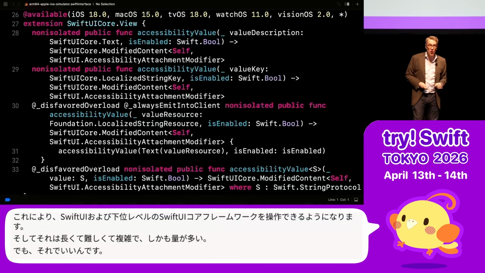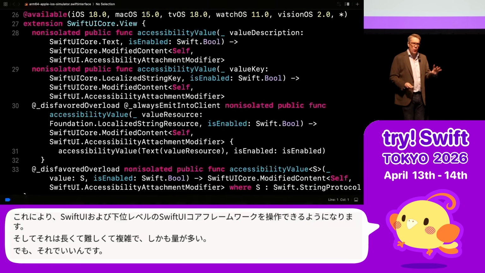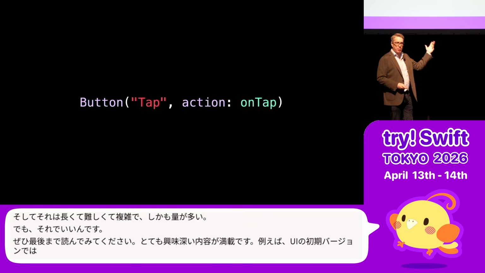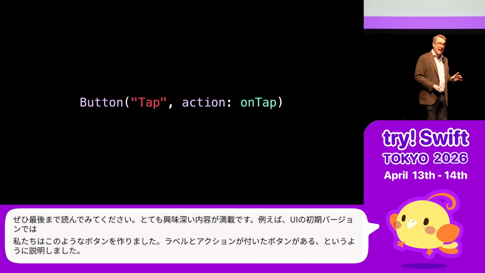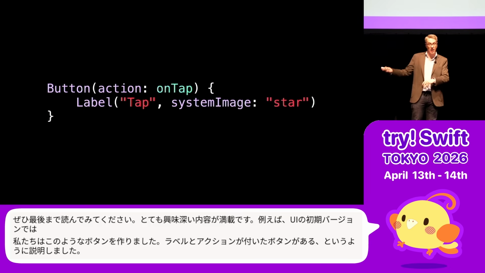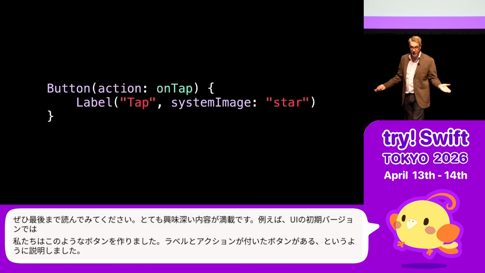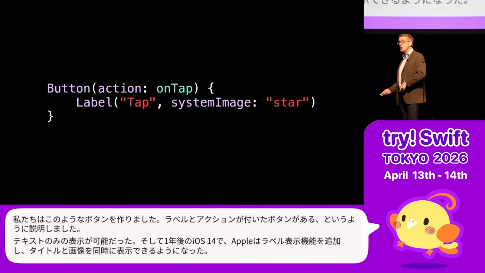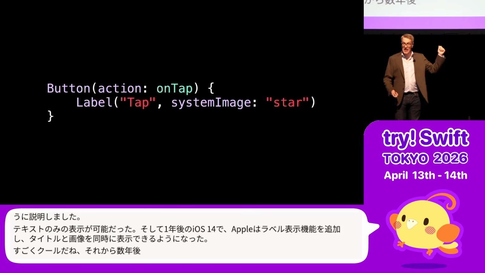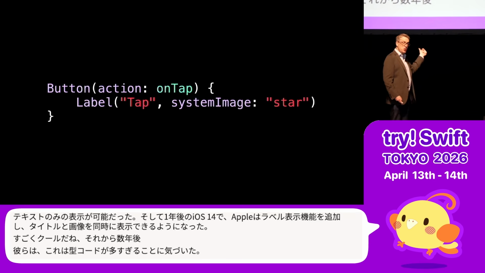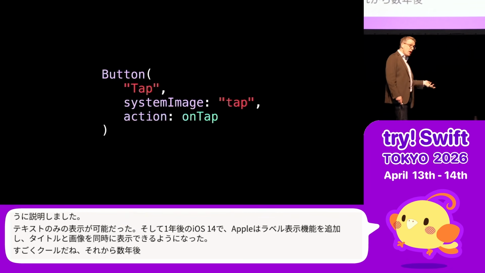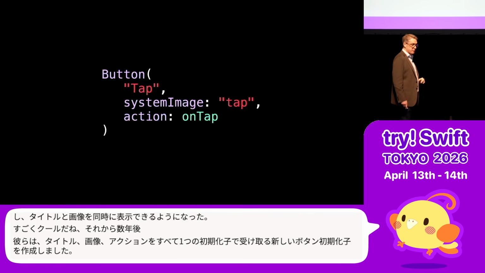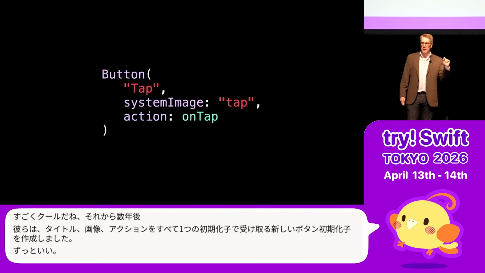For example, you will know in the very first version of SwiftUI, we made buttons like this. We would say there's a button with a label and an action like that. It's text only. And then iOS 14, a year later, Apple added the label view, so we could have a title and an image at the same time. Very cool. But then a few years later, they realized this was way too much code to type. They made a new button initializer that takes a title, an image, and an action all in one initializer. Much nicer.